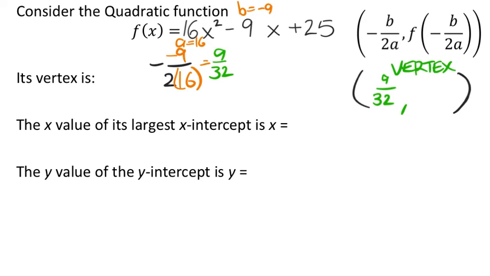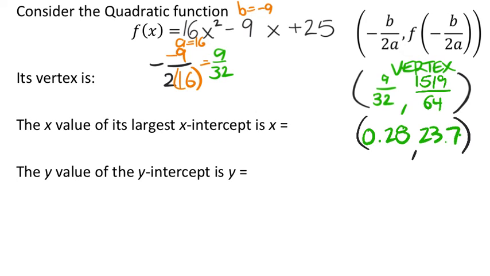When I put that 9/32 in the calculator, it gives me 1,519/64. It's possible that the decimals may be handy here. So 9 divided by 32, I'm going to round these to the nearest hundredth. I got 0.28. And then the other one, 1,519 over 64, let's change that into a decimal. I got 23.7, rounded.